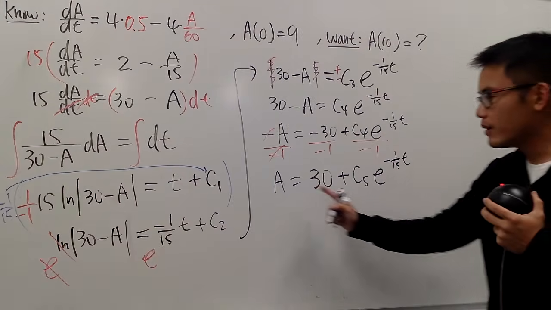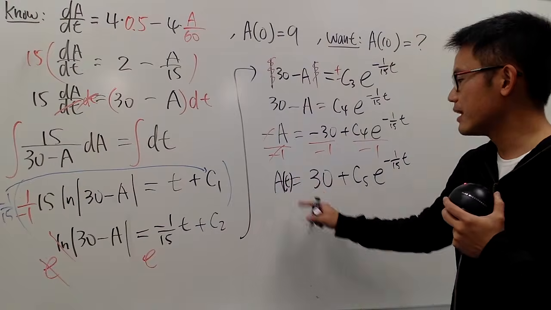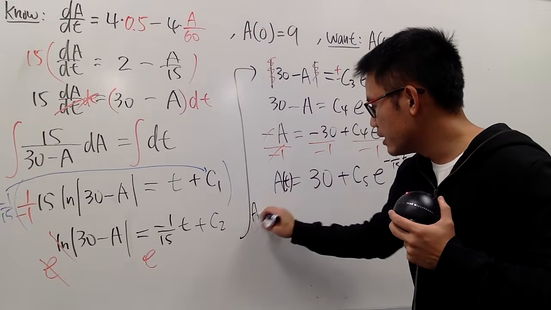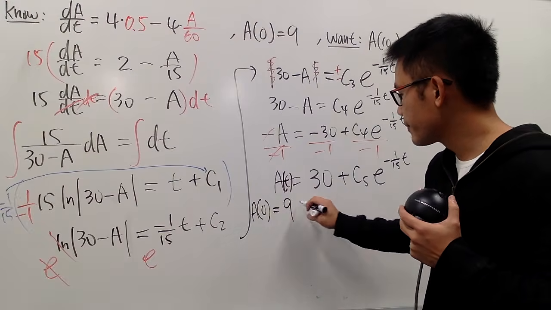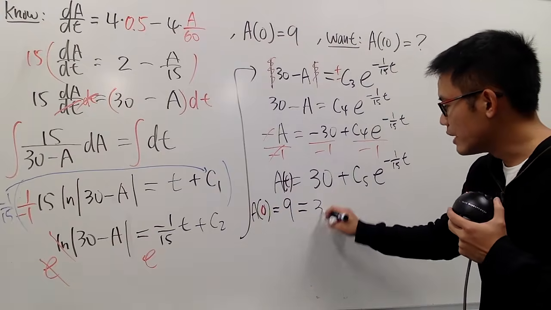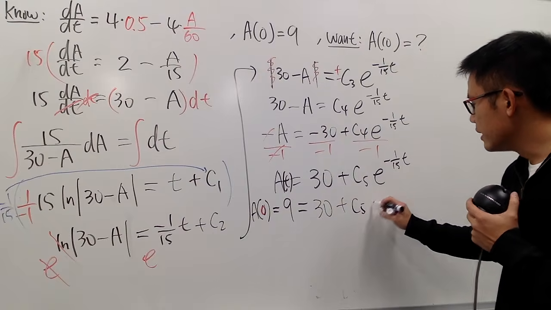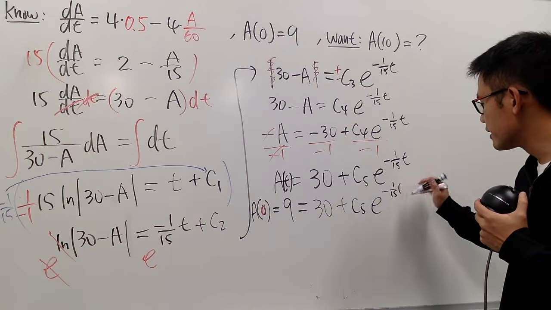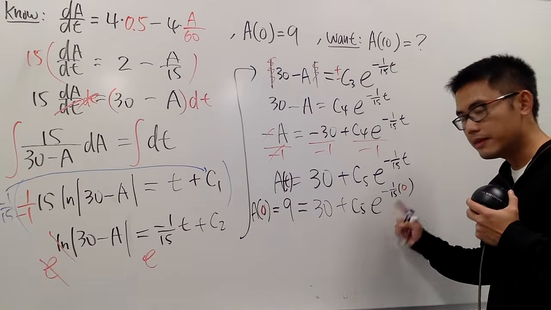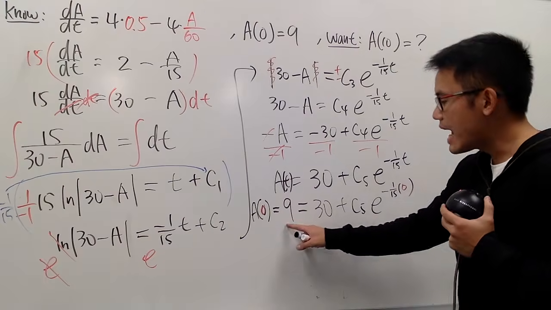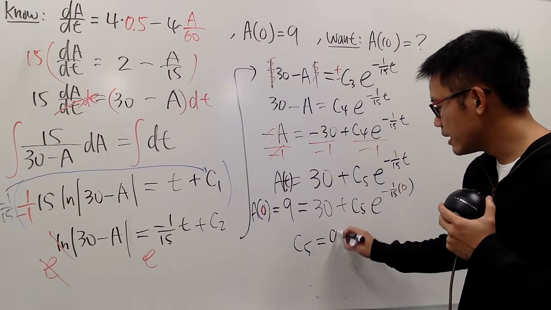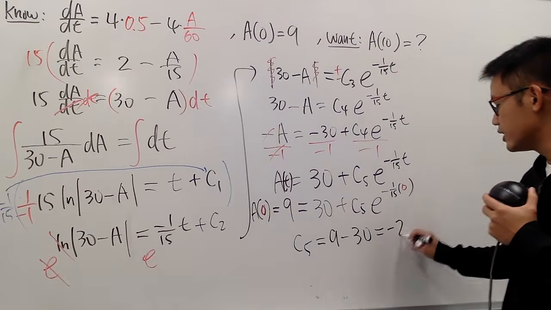Now, this right here is pretty much my amount equation. I'm done. Let me just write it down as a of t, which is equal to this. With this initial condition, let me write it down: a of 0 is equal to 9. This is telling me that I have to plug in 0 for t. Then you see we have 30 plus c5 e to the negative 1 over 15 times 0. This is pretty much e to the 0th power, which is just 1. This is just c5. So 9 is equal to 30 plus c5. In other words, c5 is equal to 9 minus 30, which is negative 21.